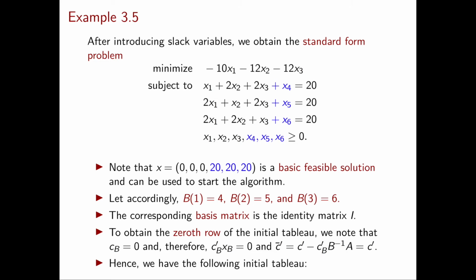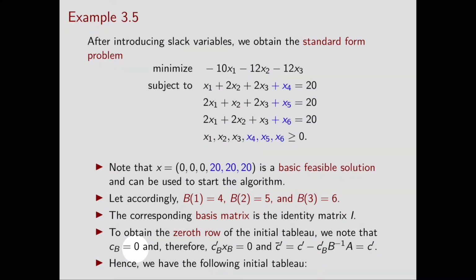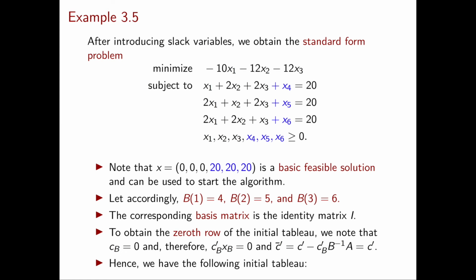In the top left corner of the tableau, we have the negative of the cost of the solution. Now the cost of the solution is CB transpose XB, but now CB is 0 because the variables x4, x5, and x6 do not appear in the objective function. Therefore, at the intersection of the 0th row and the 0th column, we will have a 0. So we only need to figure out now the reduced costs.